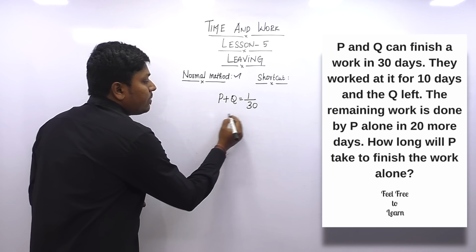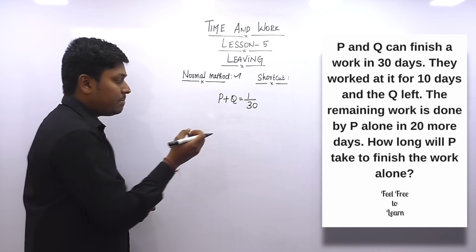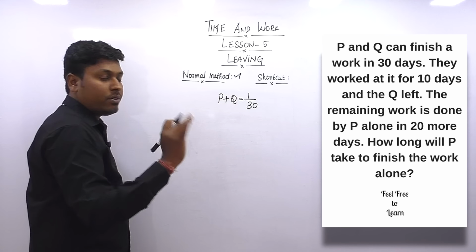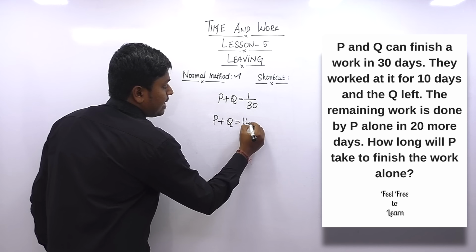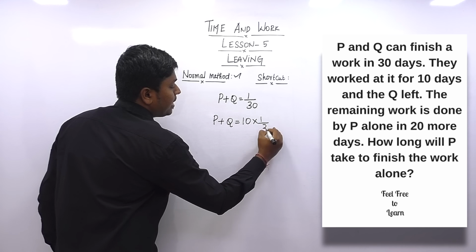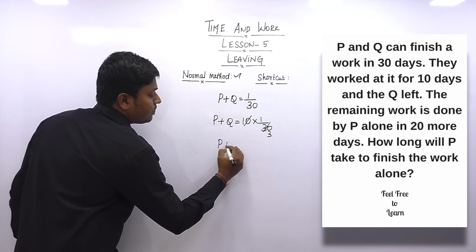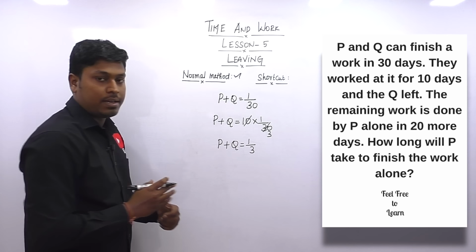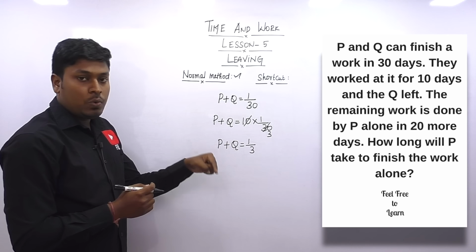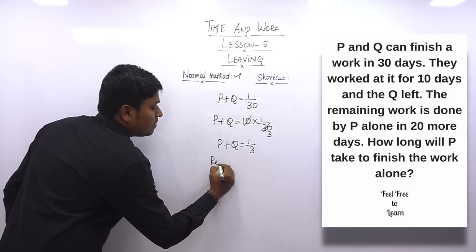Now both of them are working for how many days? Listen here, they work for 10 days. So P plus Q are working for 10 days and the 1 day work will be 1 by 30. So when you cancel, this becomes 3. So we can say that in 10 days P and Q complete 1 by 3rd of the work. And then now Q left. So what is the remaining job that should be done by P?